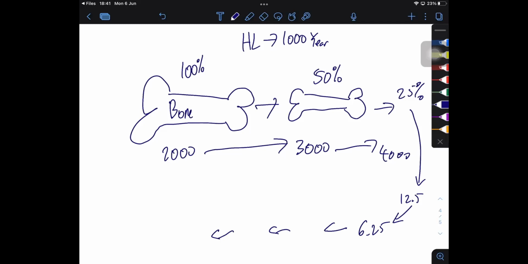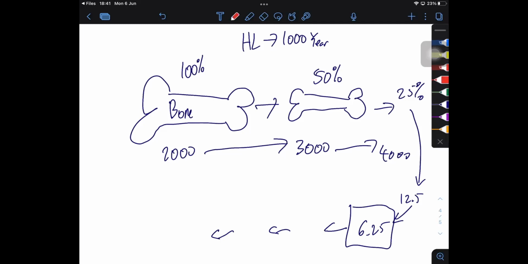So let's just say after a lot of years later, they dig up a bone and they find that there's only 6.25% of the carbon left. Then from here, they can actually do carbon dating to backtrack everything back to the start.